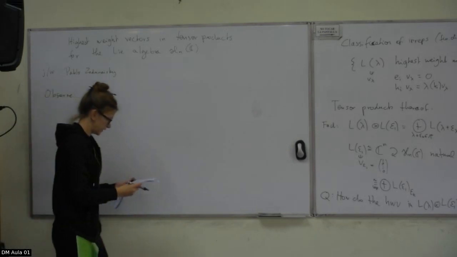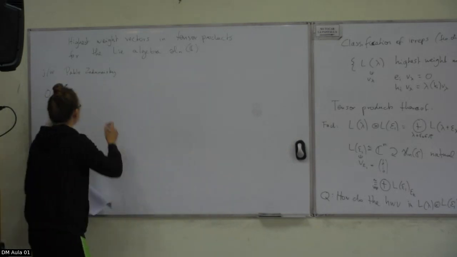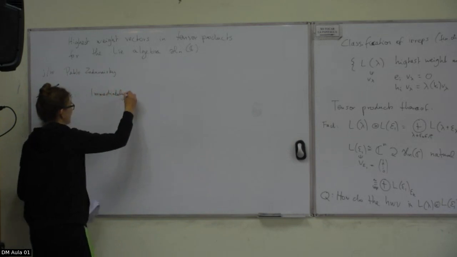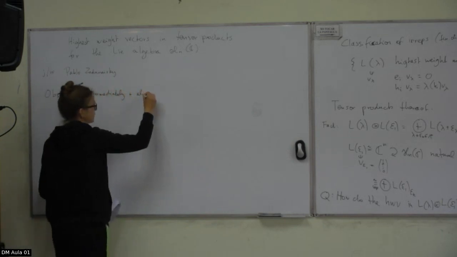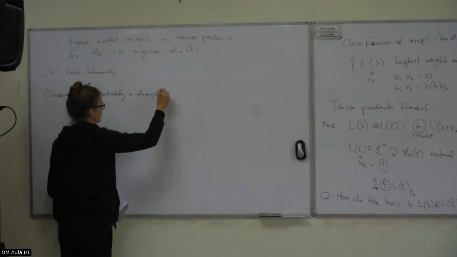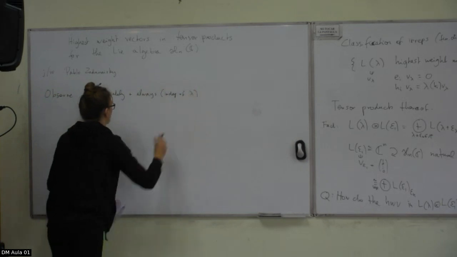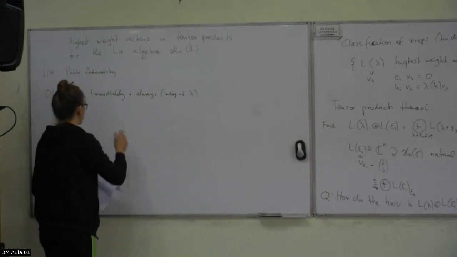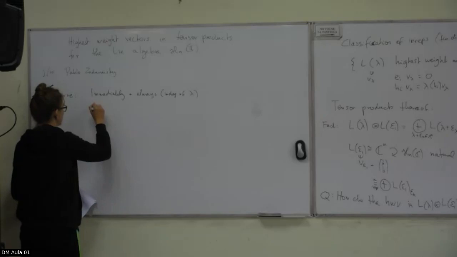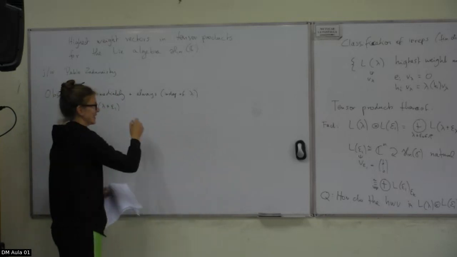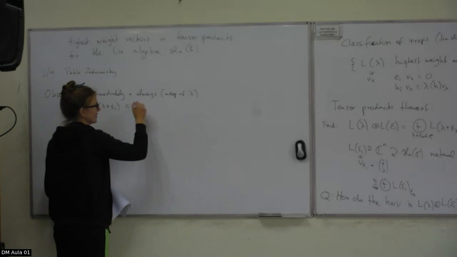So some observations. Immediately, and also always independent of the lambda, we have that L(lambda plus epsilon 1) is appearing in that tensor product.